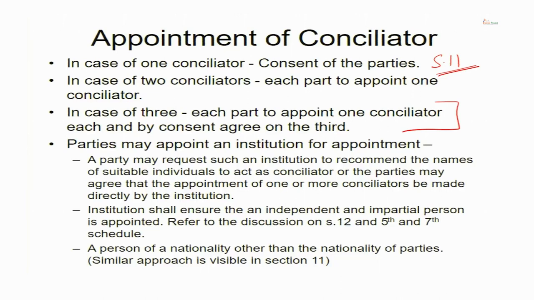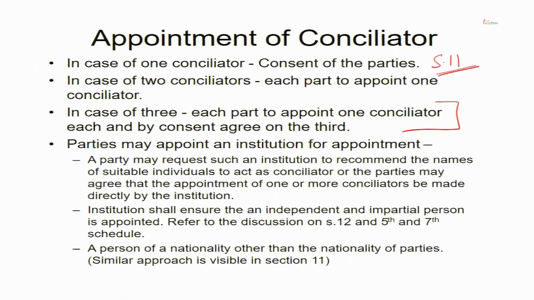Parties can appoint themselves. Parties can identify an institution which will appoint for them. Now, a party may request such an institution to recommend names, to recommend individuals who can act as conciliator, or parties may agree that the appointment of one or more conciliators shall be done by the institution itself. Both mechanisms are there. You can request the institution which has been designated for this purpose by the parties to suggest an individual who may be made conciliator in your case, or both parties may agree to authorize the institution to do the job of appointing conciliators.